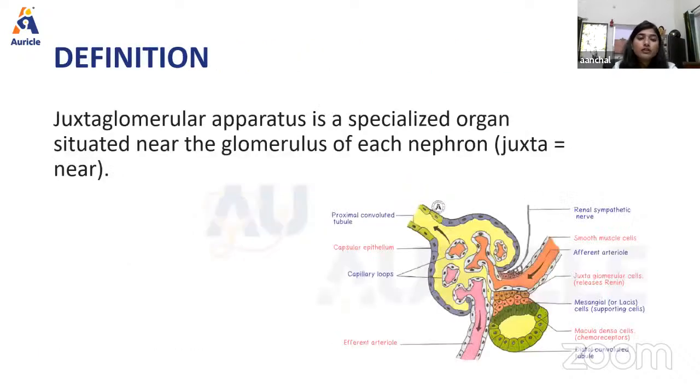So this is all about the juxtaglomerular apparatus and renal circulation. I hope all the students find this class useful for them. Thank you so much.